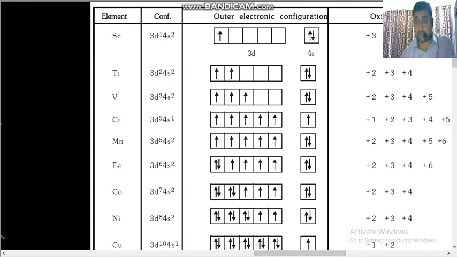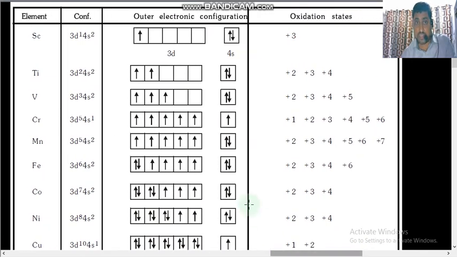Here is a table which contains the elements from scandium to zinc, their electron configuration. This is the outermost electron configuration, that is the d and s subshell, and here are the oxidation states. Now you see in the case of scandium, 3 electrons are there, so the oxidation state is +3. In the case of titanium, it is 3d2 4s2, so +2, +3 and +4 are all there. So there is a large variety of oxidation states.